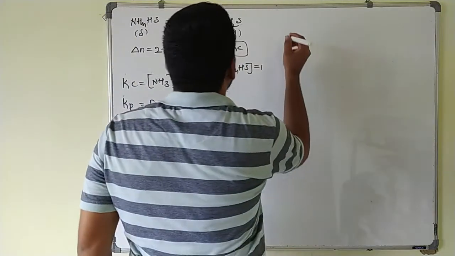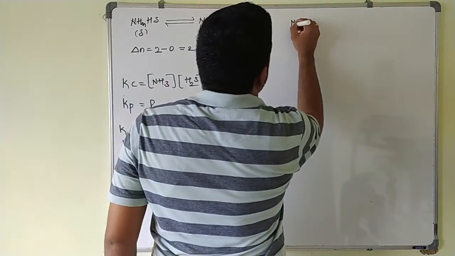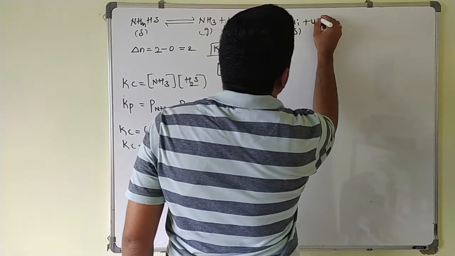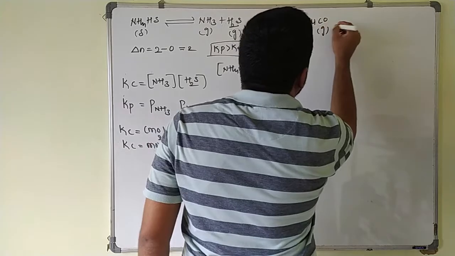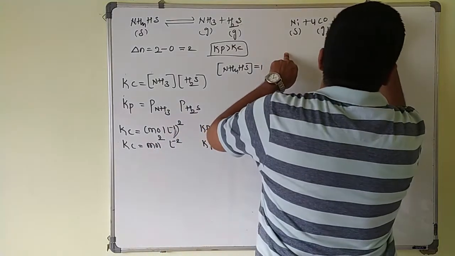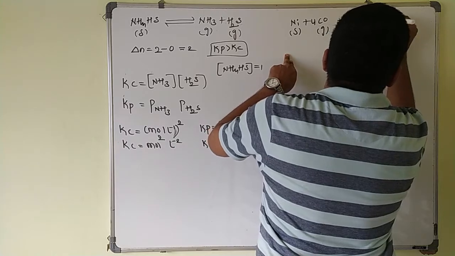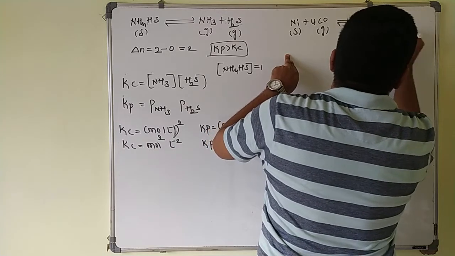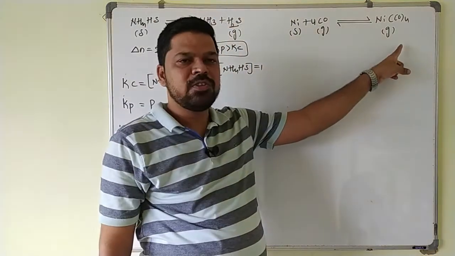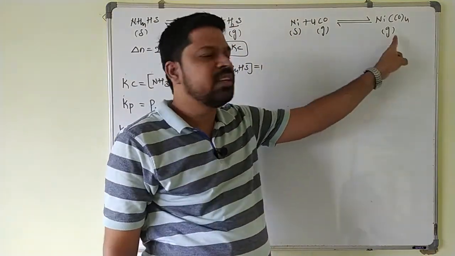Another example you can take: nickel solid combines with 4 moles of carbon monoxide gas, resulting in the formation of nickel tetracarbonyl complex. So that is also in the gaseous form, CO 4 times. Again this will be gas here. Now again it is what? Heterogeneous equilibrium: solid, gas, gas.